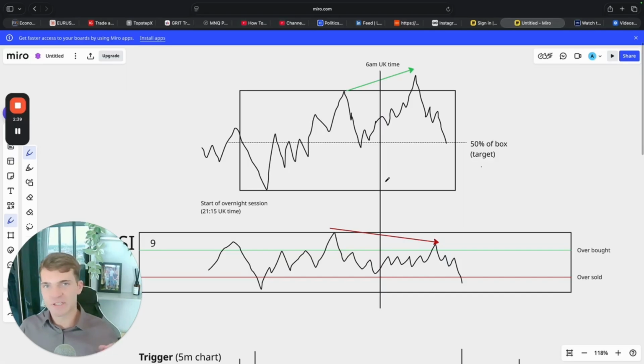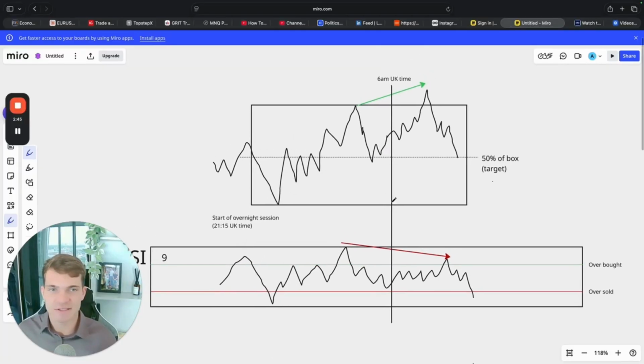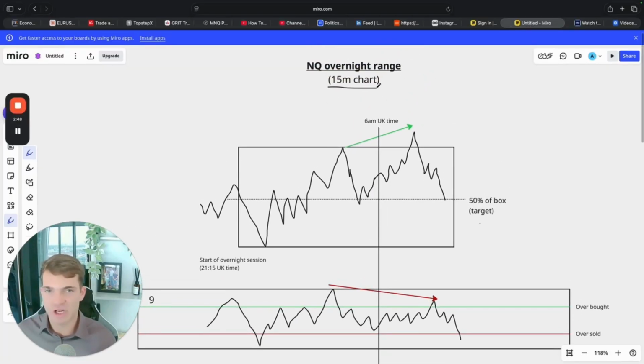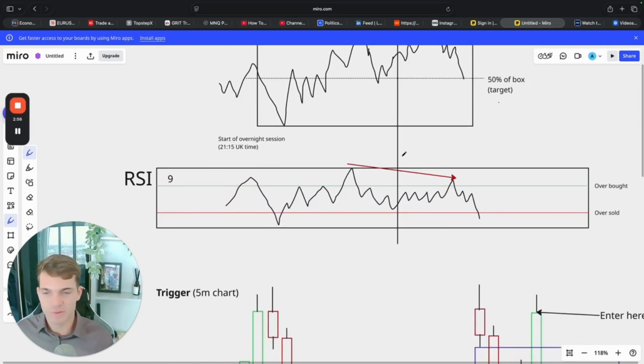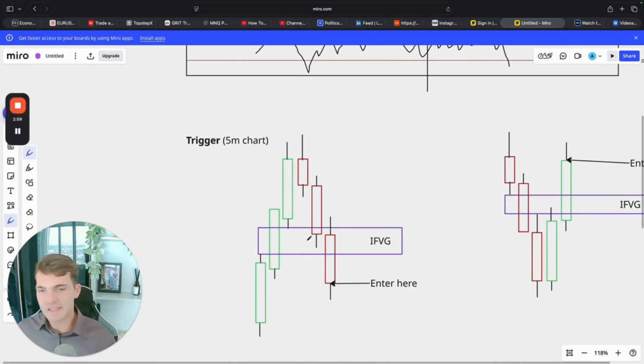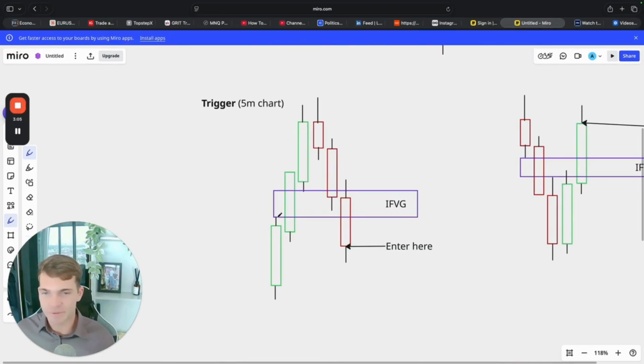So it's very important. The RSI divergence is the key to this strategy, and then we just simply need a reason to get into this. So all of this right now is done on the 15-minute chart. Once we see that 15-minute divergence outside of the overnight box, then that's when we can drop into the 5-minute chart. Now, when we see this, all we're looking for is an inverse fair value gap. So a fair value gap is created between these two wicks here. We can see if this wick came down through here, that would not be a fair value gap.